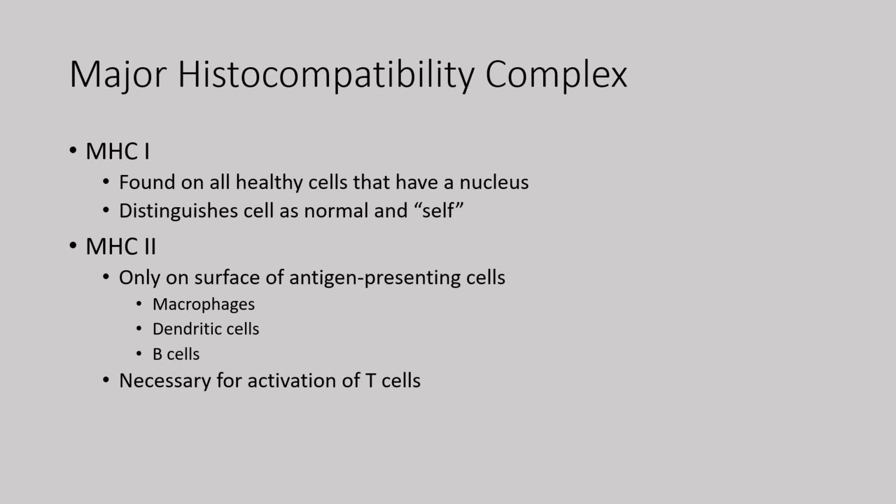It is unique to you. So mine are different from yours, which is different from your neighbors or family members. They're all different. The MHC2 is only on the surface of certain cells that are known as your antigen-presenting cells. These are like your macrophages, your B cells. This is going to be necessary for the activation of T cells.